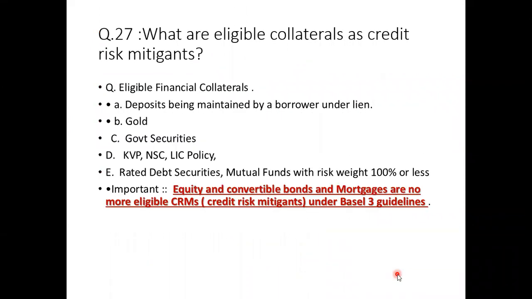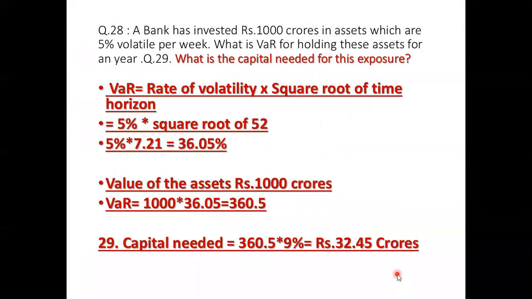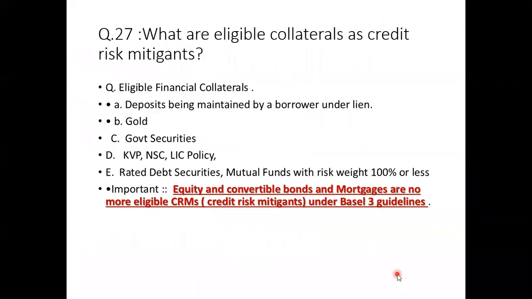Eligible collateral, another theory question. Now you remember, equity is not an eligible collateral under Basel III. Convertible bonds are not an eligible collateral under Basel III. It is a credit angle, okay. Your sanction authorities may be happy, but Basel III doesn't recognize shares, mortgages, convertible bonds as credit risk mitigants. It is a new rule. Agreed?